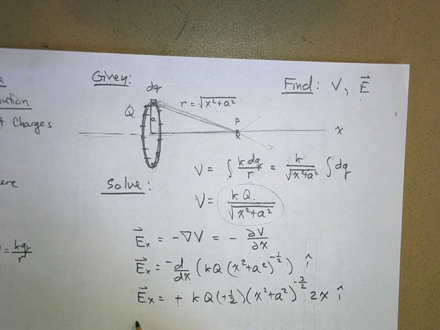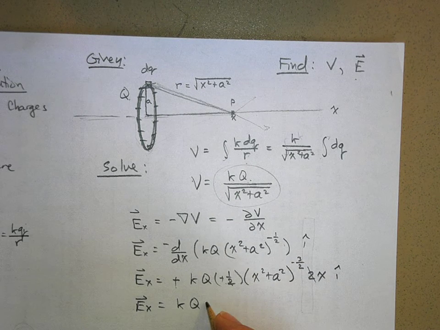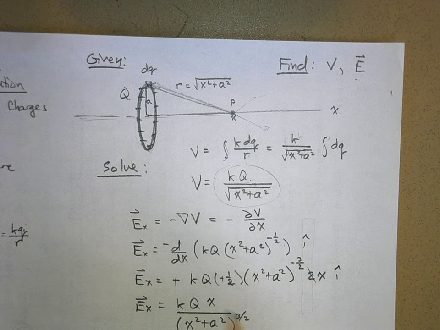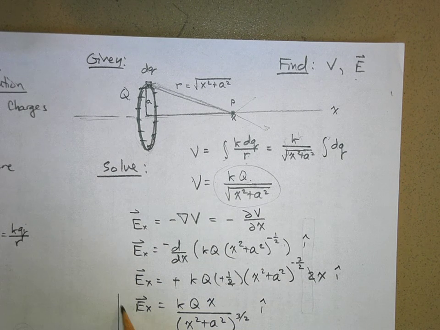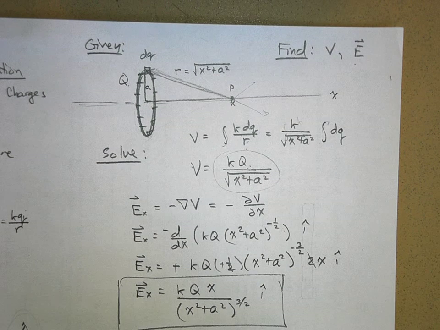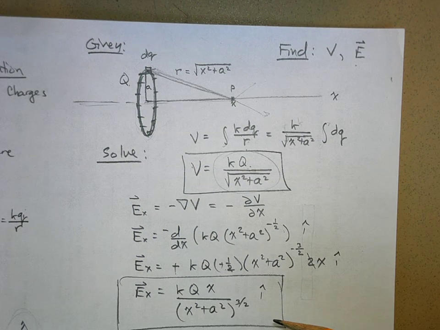And so, here's my final answer for E: the 2 cancels the 2, and I get kQ, I'll go ahead and put the x out here, divided by x squared plus a squared to the 3/2 power, and in the i hat direction. And there's my answer for E. So here's my answer for voltage, and here's my answer for the electric field.